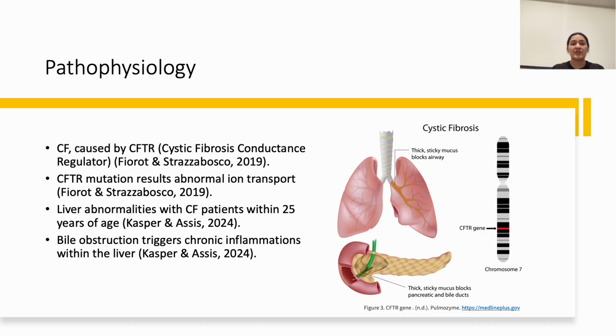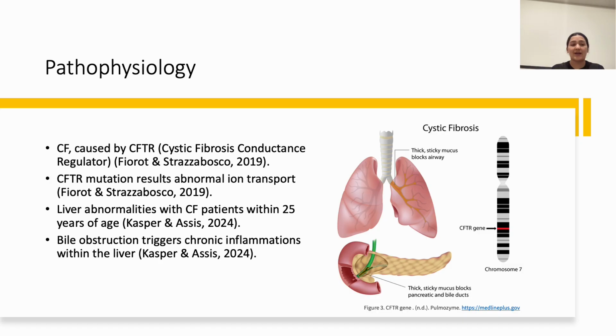So, when the CFTR gene is mutated, the resulting protein either doesn't function properly or isn't produced at all. In addition, this disruption impairs the movement of chloride ions, which in turn affects the transport of other ions like sodium.